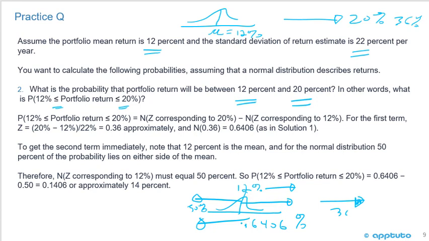We know that to the left of 20% is 0.6406, and we know to the right of 12% is 50%. So it's easy. It's just going to be 0.6406 minus 0.5, and we know that there's about a 14% probability that the return is going to be between 12% and 20%, because from 12% to the right is going to be 50% of all returns, and from 20% to the left is going to be 64% of all returns. So 64 minus 50, 14%. And that's the last slide for this LOS.